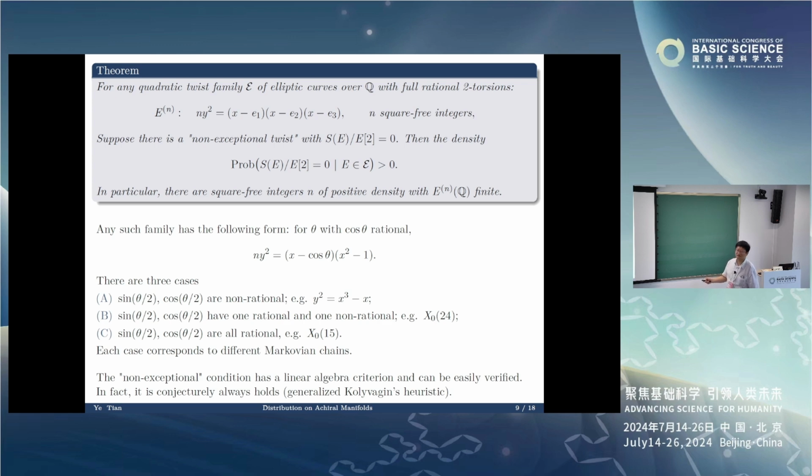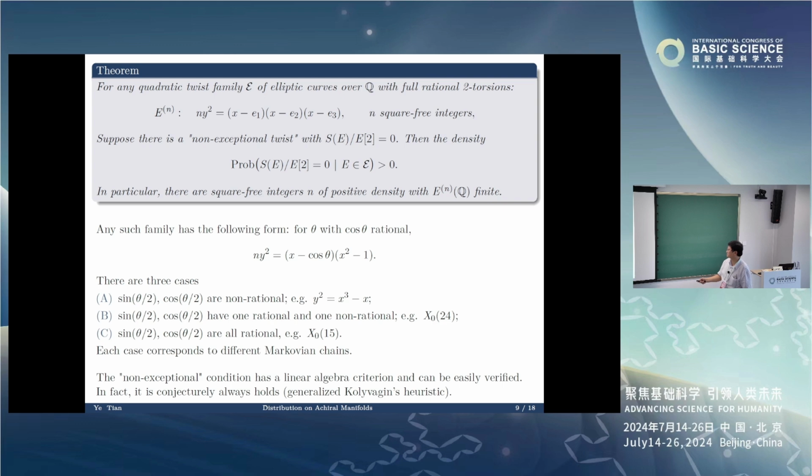Like a congruent number is really the first case. So Swinnerton-Dyer found this Markov chain in case A. So what should the Markov chain be under this in case A? And we got such kinds of distribution result before.